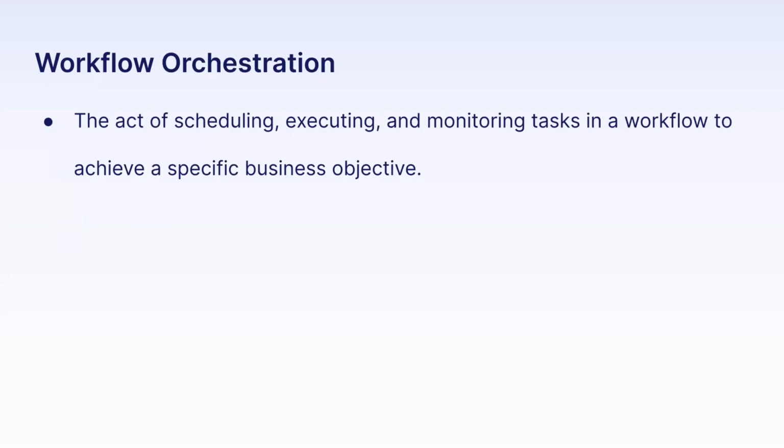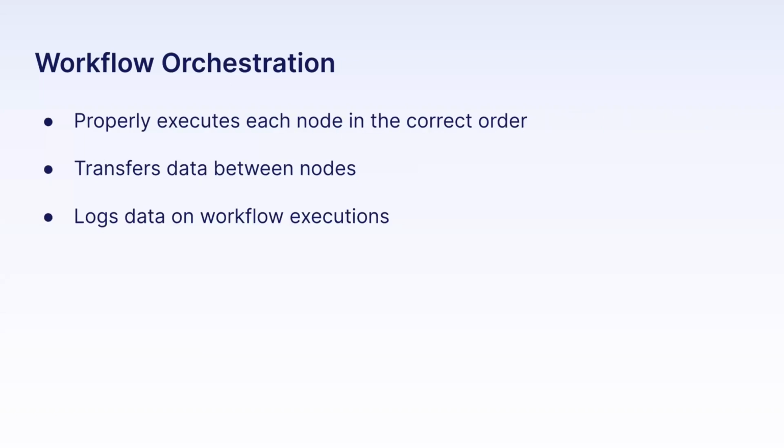Workflow orchestration, as we define it, is the act of scheduling, executing, and monitoring tasks in a workflow to achieve a specific business objective. A workflow orchestration engine is responsible for initiating a workflow and executing the individual tasks that make up that workflow. A workflow orchestration engine handles the sequencing and execution of each node. It also handles the transfer of data between nodes.